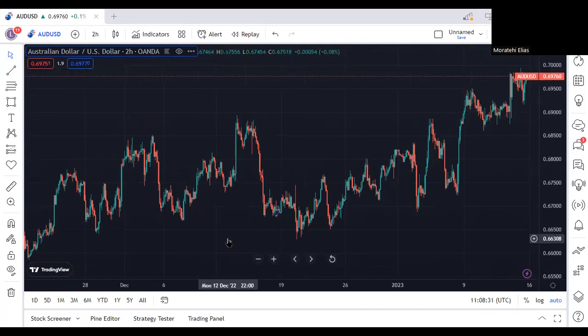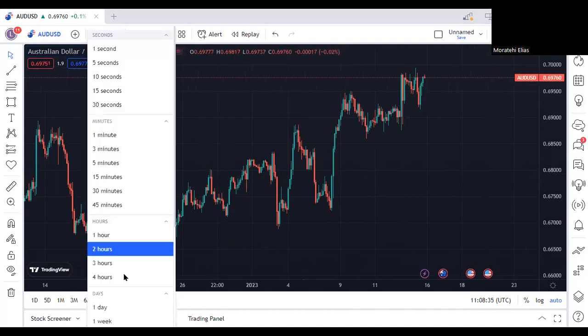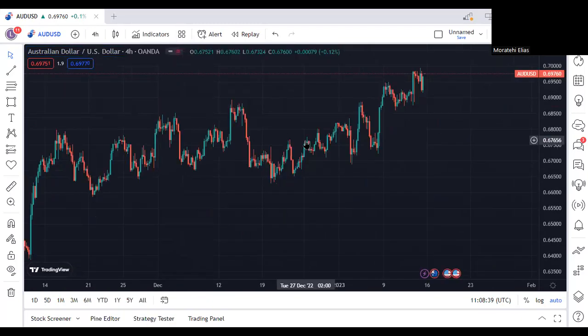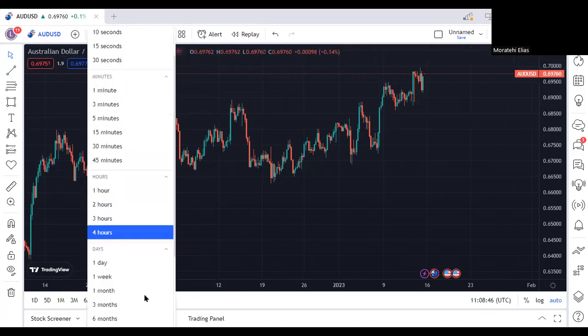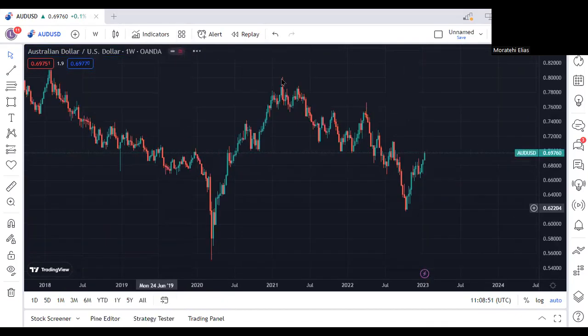Gonna change the time frame. I believe we can see something already. What I see here, let me go to weekly and then I'll tell you what's gonna happen. The market is still going up. Look at this.